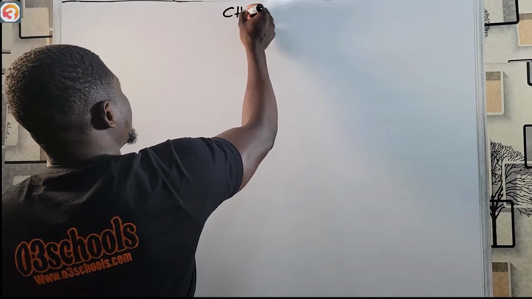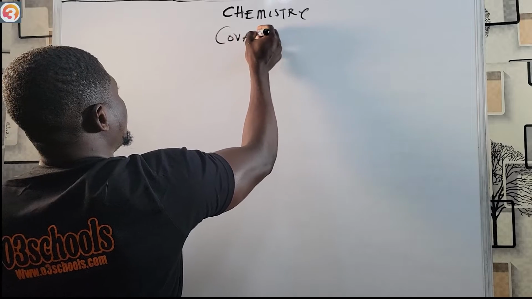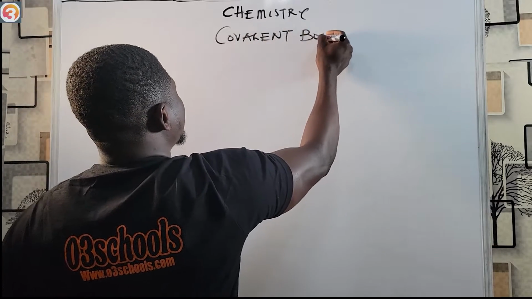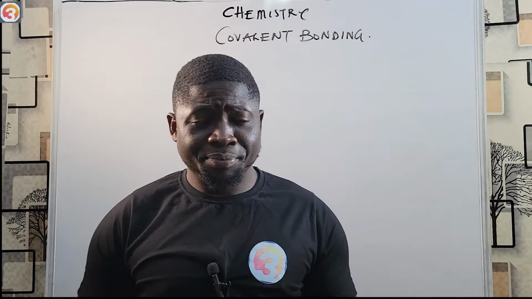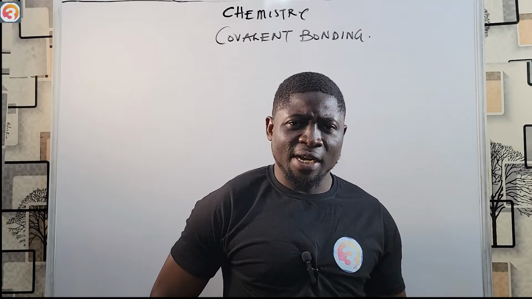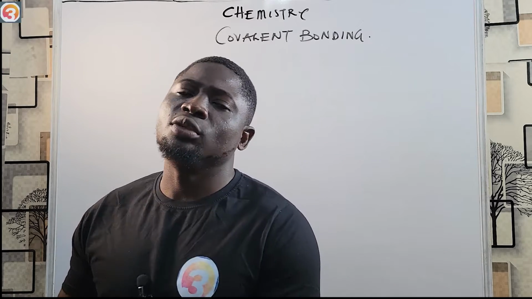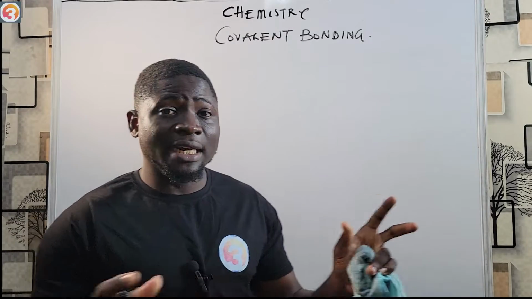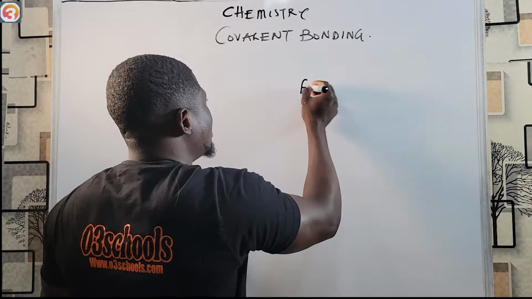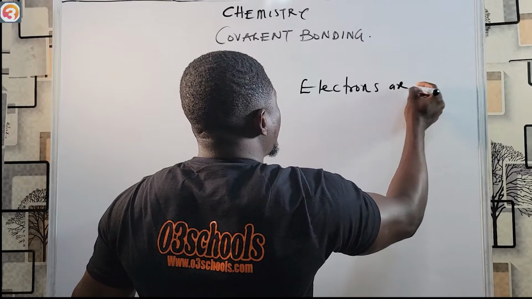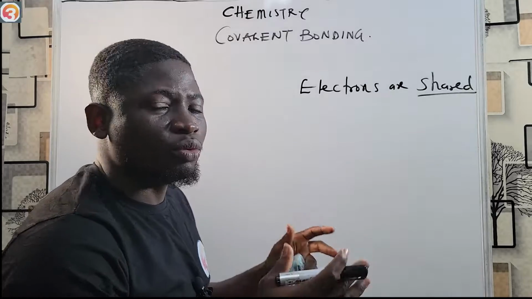So we're having chemistry today, and today we are going to be looking at covalent bonds, covalent bonding. In the previous class, we looked at electrovalent or ionic bonding, right? And we said in electrovalent bonding, there's usually a transfer of electrons from one atom to the other. But in covalent bonding, it is not like that. Electrons are not transferred from one atom to the other. Instead, electrons are shared. This is the major word here, shared between the two atoms.